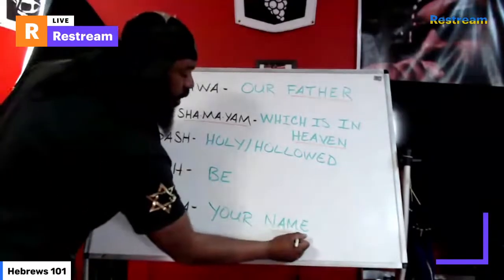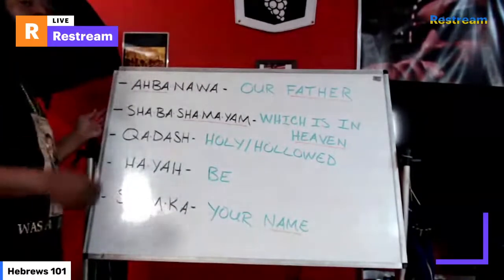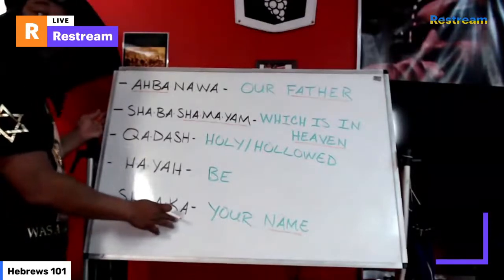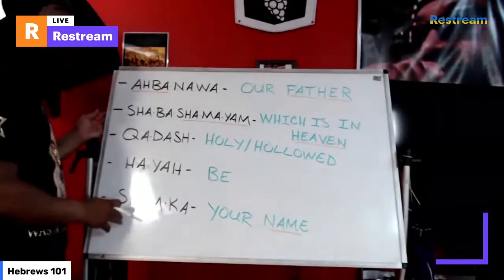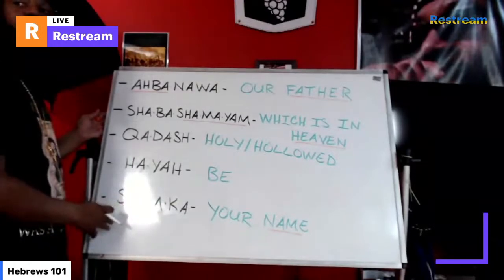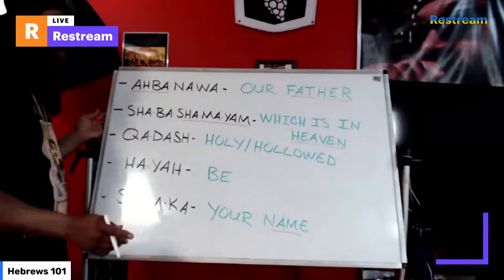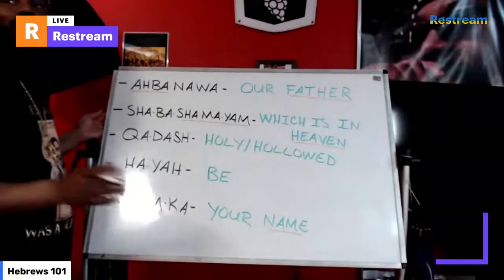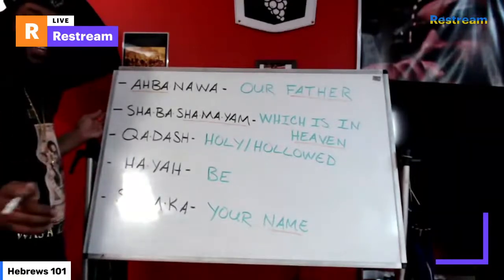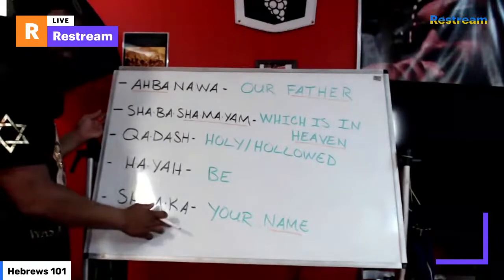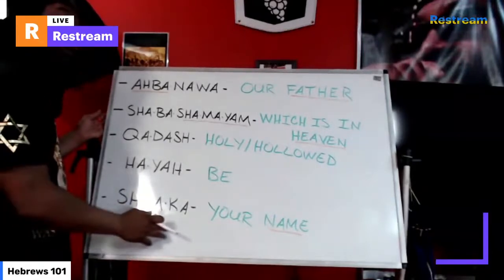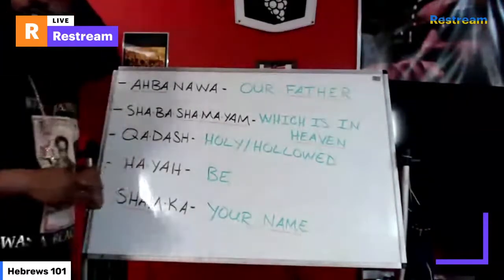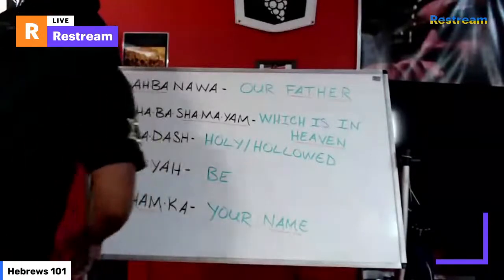If you remember from a class earlier, when we went over prepositions, prefixes, and suffixes, you learned about the ka. Now you'll say Shemka as opposed to what? Shamak. That's what you would say if you didn't know that was a suffix. Instead of saying Shamak, you'll say Shemka.